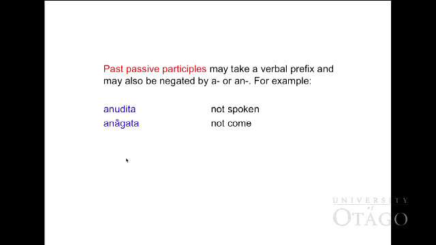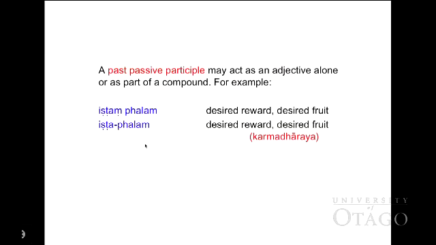PPP may take a verbal prefix and may also be negated by a or an. For example, anudita, not spoken. Anagata, not come. PPP may act as an adjective alone or as part of a compound. For example, istam phalam. Istam is the PPP from the root ish, icchati, want, desire. Phalam, fruit, neuter. So istam phalam, desired reward or desired fruit.